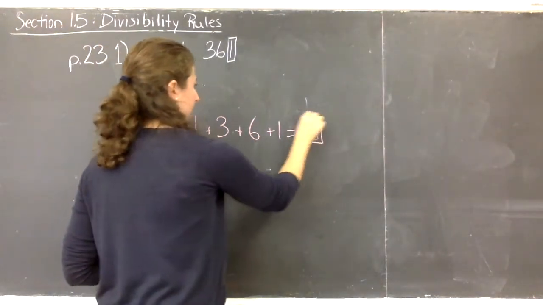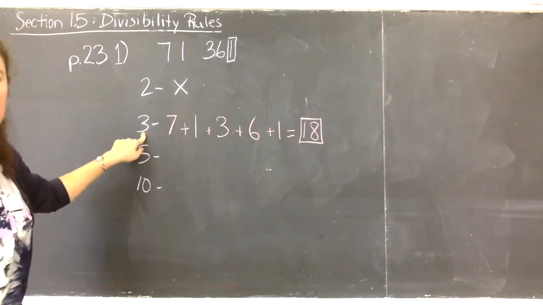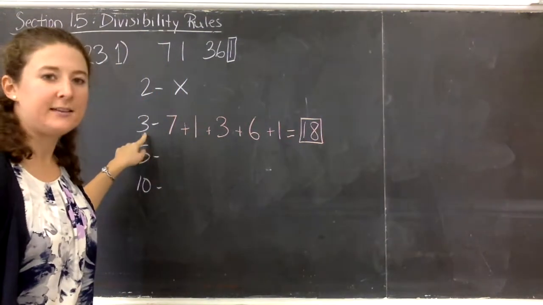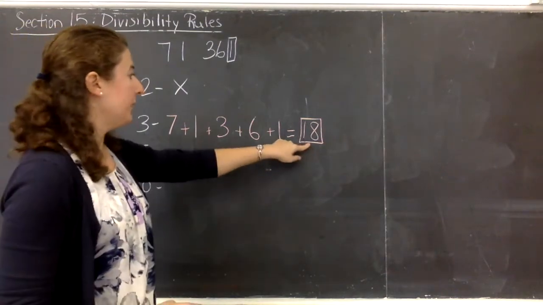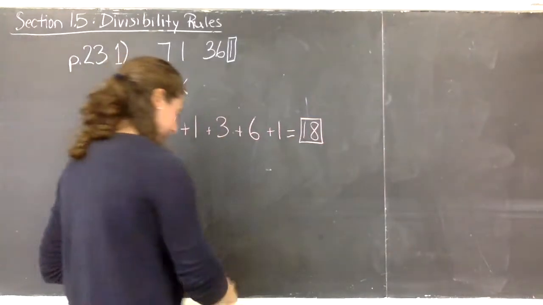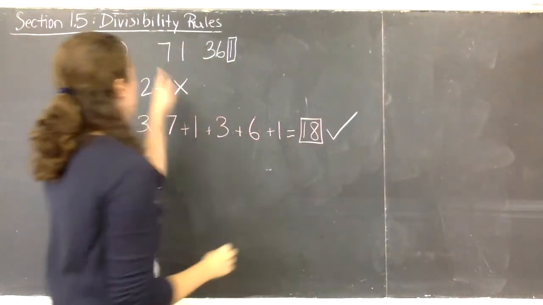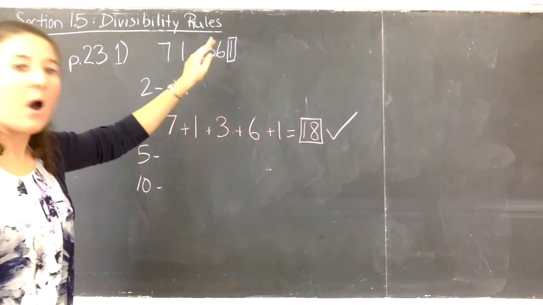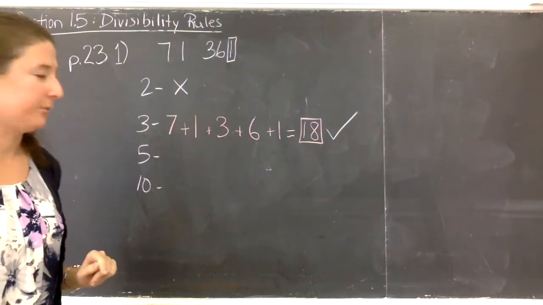18. Can this be divided by 3? Yes. 6 times 3 is 18. So because my answer to the sum of all my digits can be divided by 3, 71,361, that whole number can also be divided by 3.